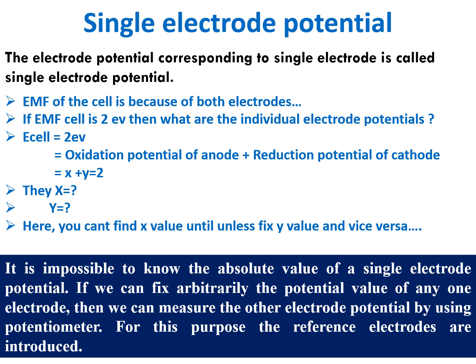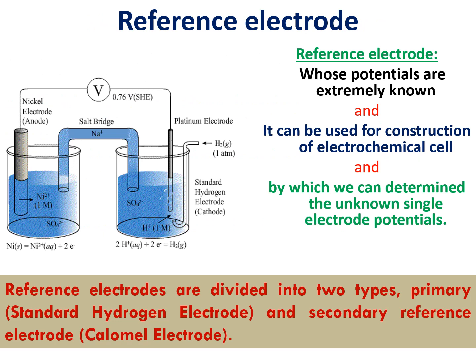So it is impossible to know the absolute value of a single electrode potential. If we can arbitrarily fix the potential value of any one electrode, then we can measure the other electrode potential using a potentiometer. For this purpose, reference electrodes are introduced. Reference electrodes are used to determine the single electrode potential values of different metals. We have copper, iron, and zinc metals, but we are unable to determine the exact values of their potentials. By using these reference electrodes, we can determine the electrode potential values of all metals.